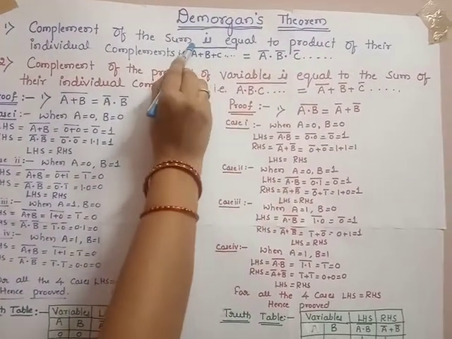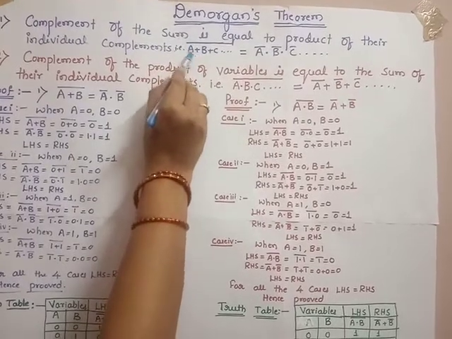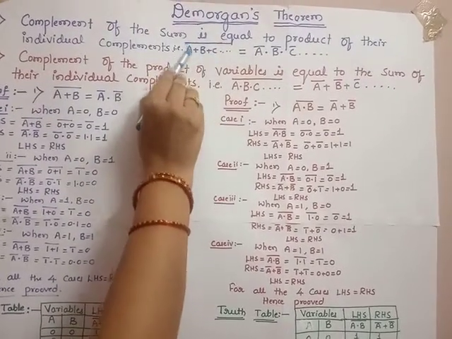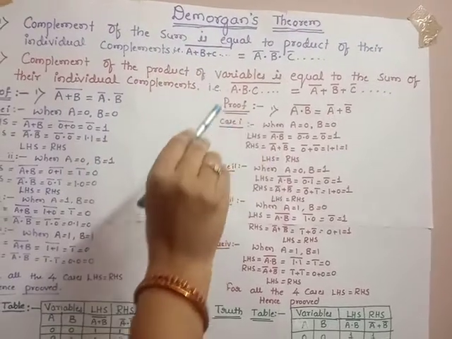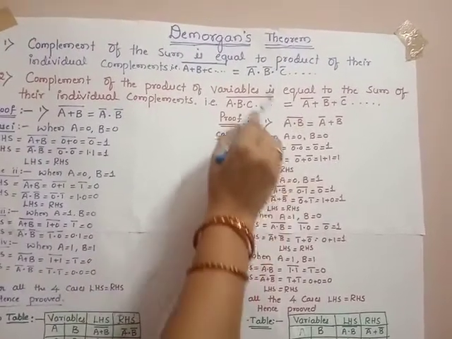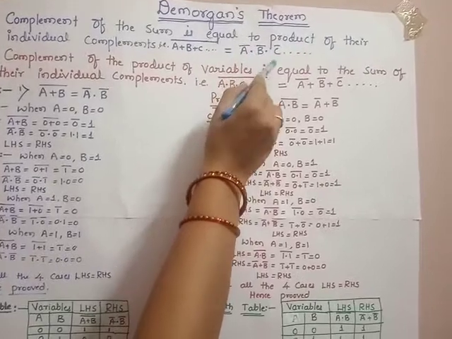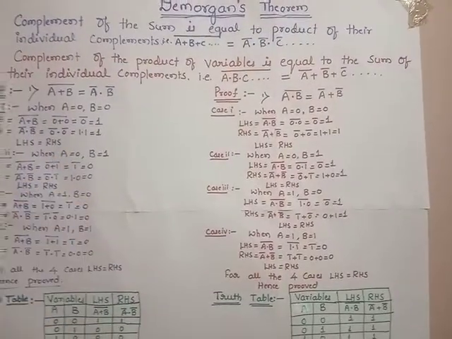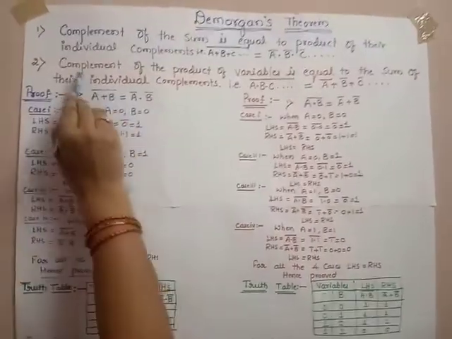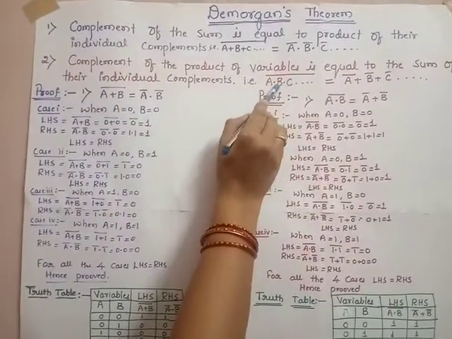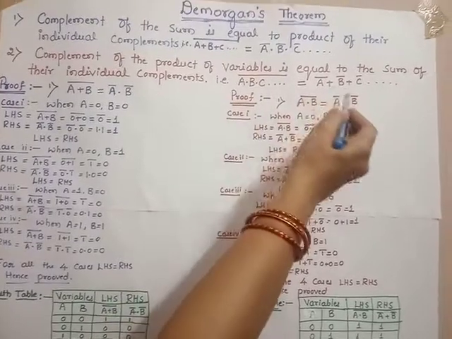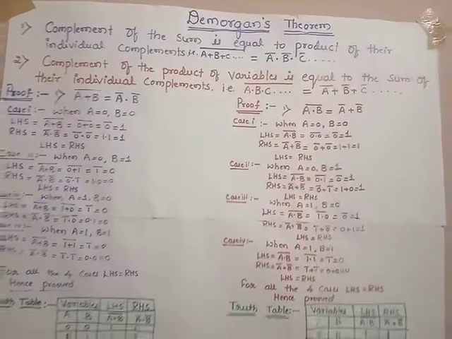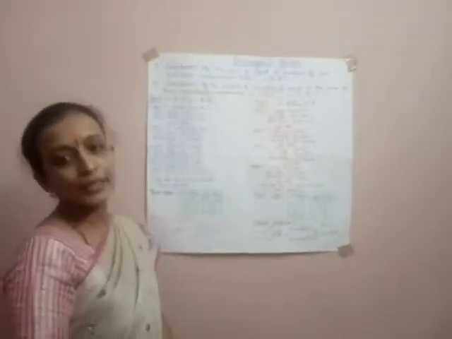That is complement of the sum of variables a, b, c. There may be number of variables. That must be equal to the product of their individual complements. Next, second statement is complement of the product of variables is equal to the sum of their individual complements. These are the two statements which are given by De Morgan.